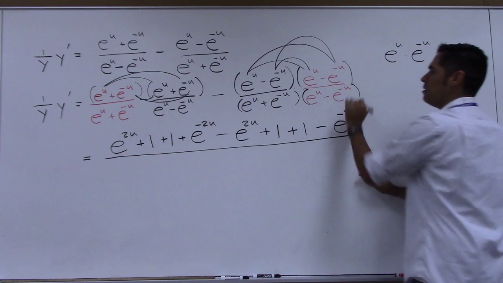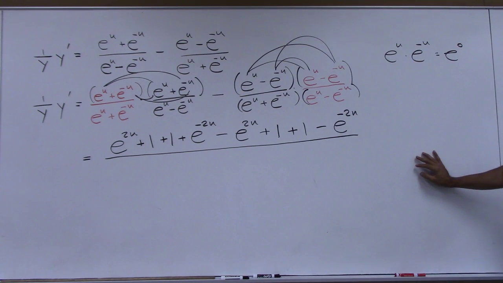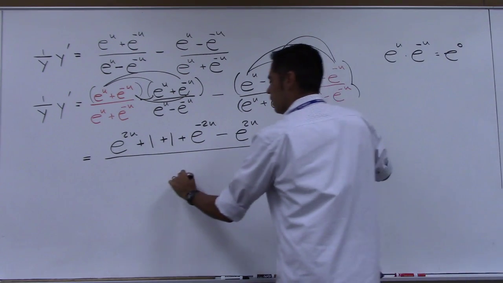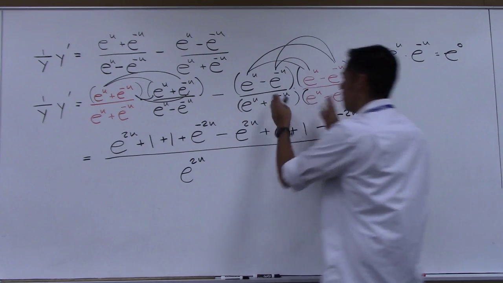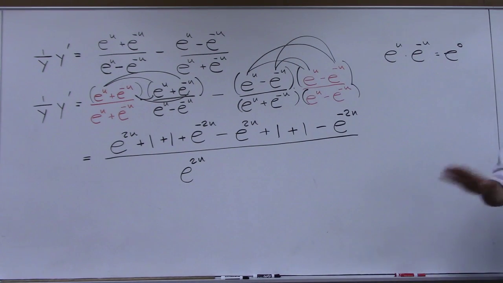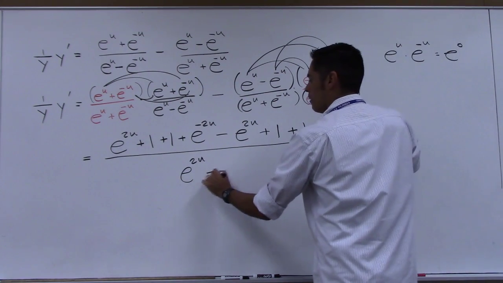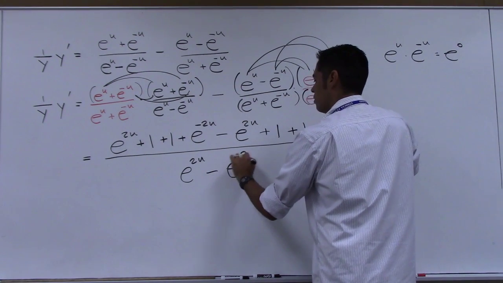These two multiplied together? Do you want to do those? Those will probably turn out to be pretty nice. What's e to the u times e to the u? E to the 2u? What about the middle terms? They cancel. And then what about the last one? Minus e to the negative 2u.